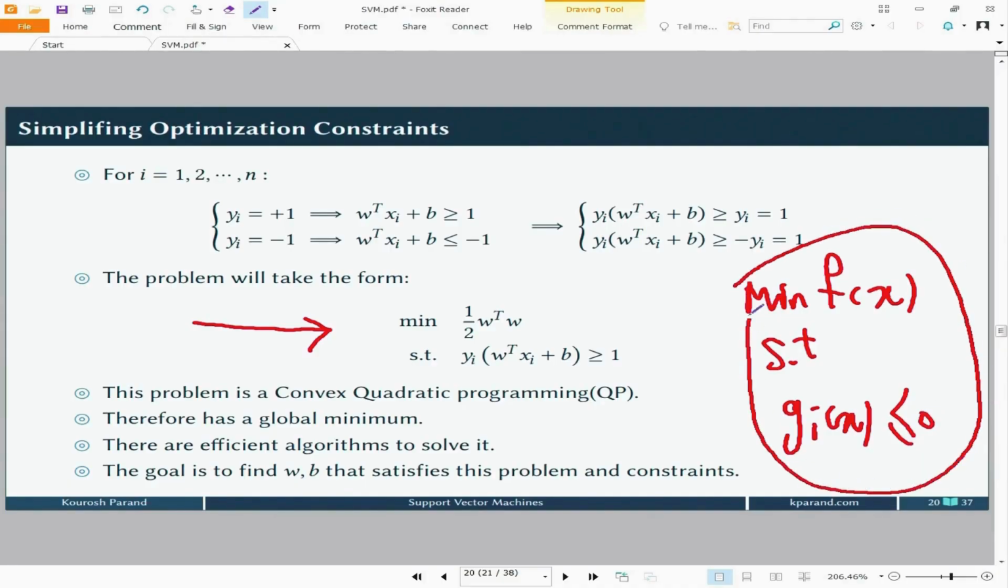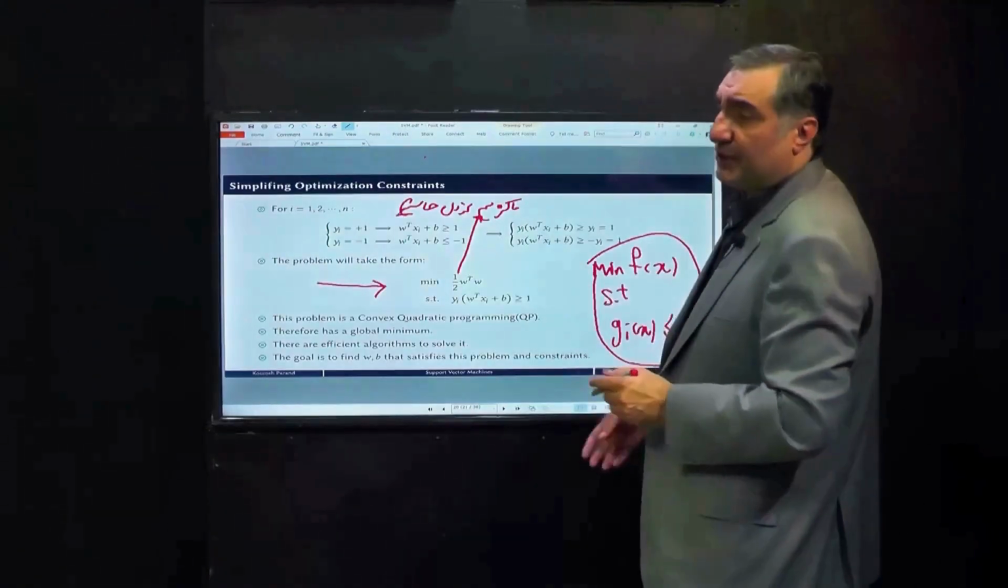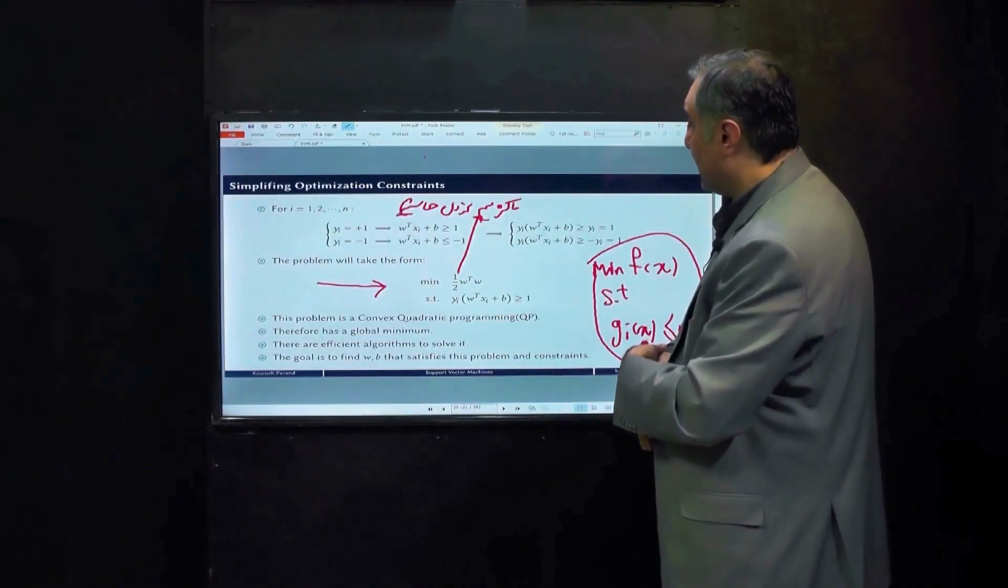I want to put it in this form. So, friends, what does it become? This problem, in the form of 1/2 W transpose W, what is that? That was our objective function, and our goal was to maximize the margin. So, what does this become equivalent to? Minimizing 1/2 W transpose times W.